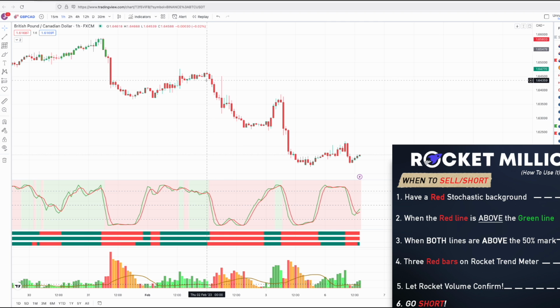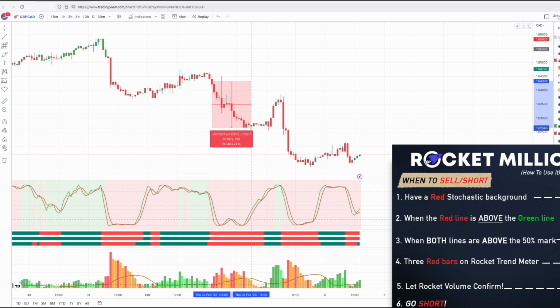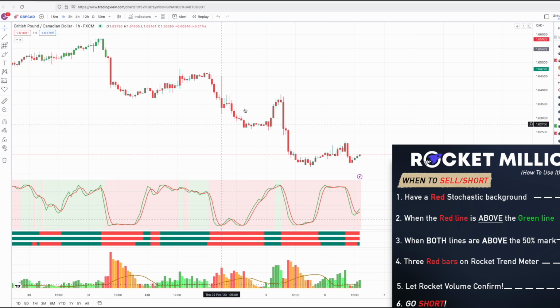Now look, right here, the rules repeat themselves again, guys. You see that? Here's what you have: a red background, red line over green line above the 50%, 3 red bars, and the rocket volume is piercing above that threshold line. Perfect. Let's even measure this move as well. When it would have gotten you in, you would have gotten in here, and look at that. That would have been 168 pips under a day. 168 pip profit, guys. Amazing. I love that.